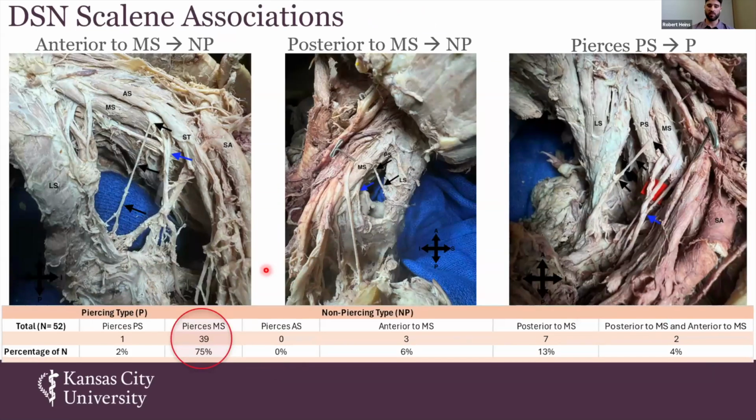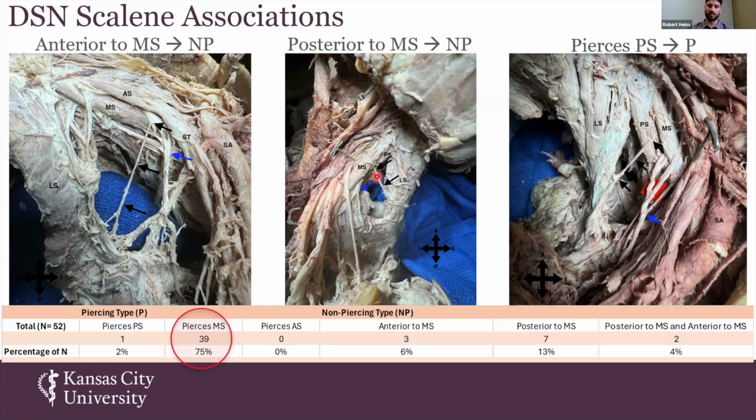So the dorsal scapular nerve, like I mentioned earlier, normally pierces the middle scalene, which we saw about 75% of the time in our study. We also classified these into non-piercing and piercing variants if they were different from this. Our first non-piercing variant I wanted to show was anterior to the middle scalene, which went between the anterior scalene and middle scalene.